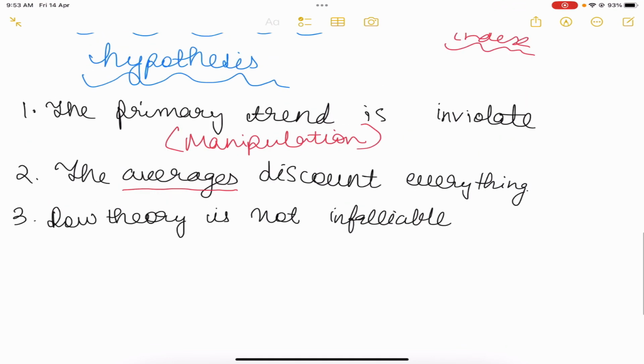So these are my three hypotheses of the Dow theory. The first thing is that the primary trend is inviolate. The second thing is the averages discount everything, and the third is that the Dow theory is not infallible.